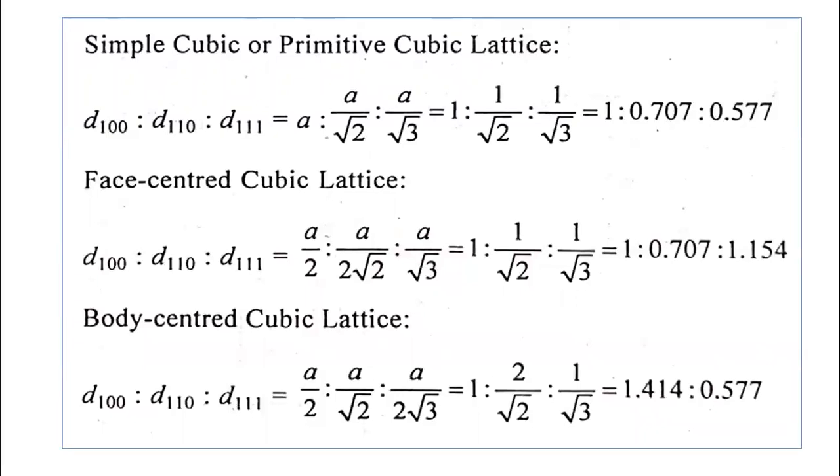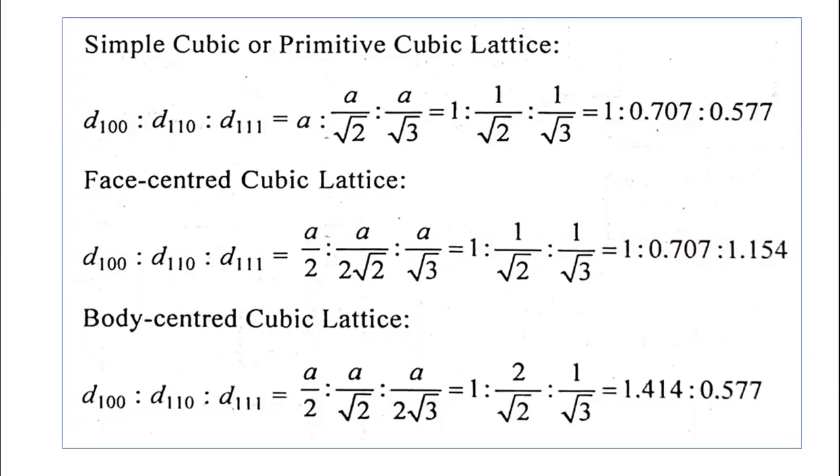Simple cubic or primitive cubic lattice. The distance between the planes and that ratio, D100 as to D110 as to D111, is a as to a divided by root 2 as to a divided by root 3. So actually it is 1 as to 1 divided by root 2 as to 1 divided by root 3. And if we calculate this, it is 1 as to 0.707 as to 0.577. This is for the simple cube.